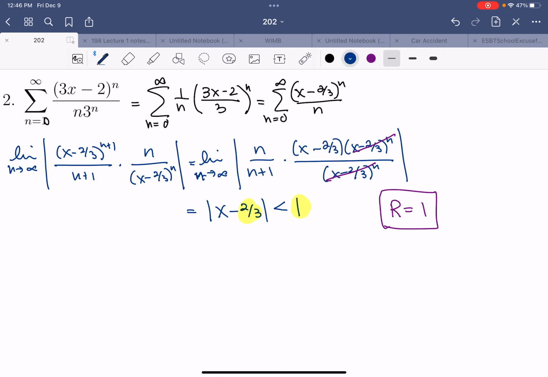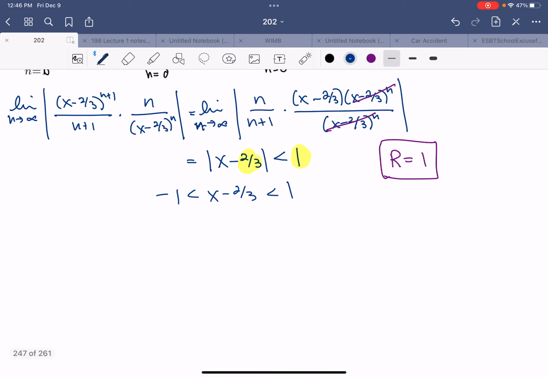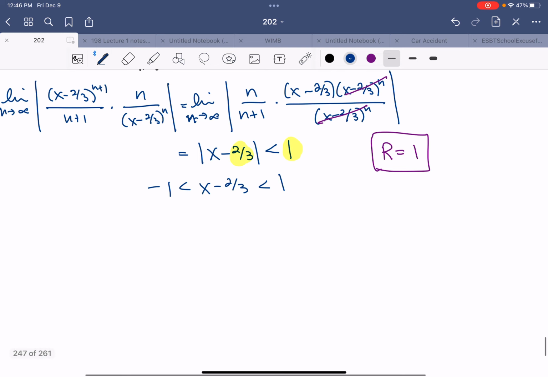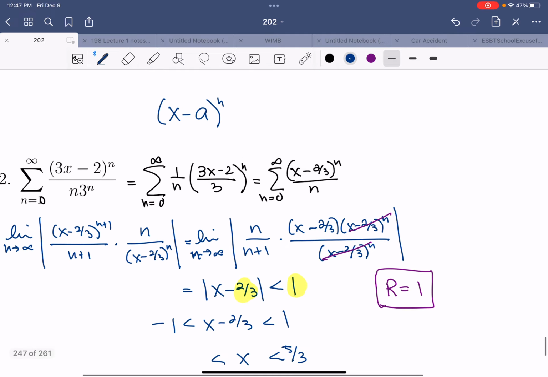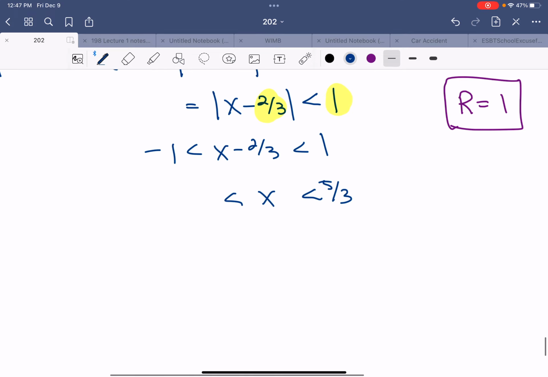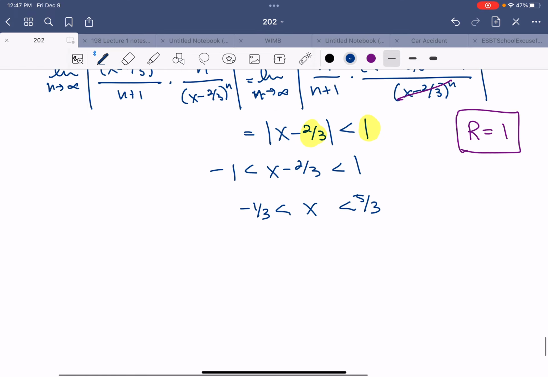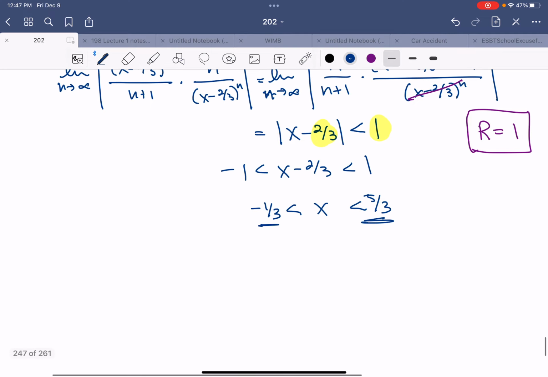Now my interval, if I set this up, −1 < x − 2/3 < 1, and I add 2/3 to all three pieces, that's going to give me, over here, 1 plus 2/3 is 5/3. I'll have just the x in the middle. And −1 plus 2/3 is −1/3. Okay, and so now these are my boundaries, and now I've got to determine whether those converge or not.